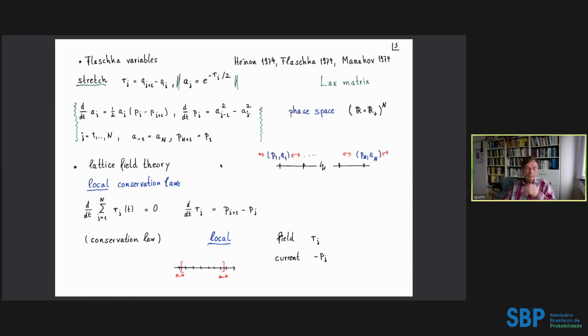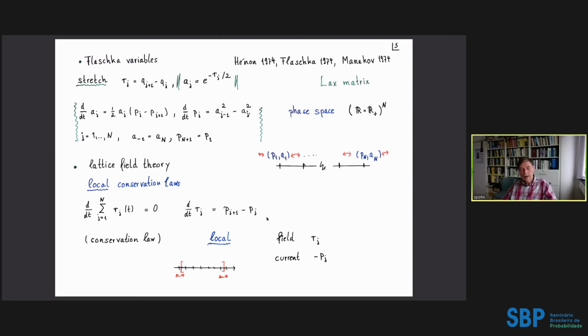Okay, now the conserved quantities. Well, here's one conserved quantity, namely the stretch. If I sum this from 1 up to n, and now I take the time derivative, I took a particularly simple example, then you see that it's pj plus 1 minus pj. And so that's a finite difference form. This is what I mean by a local conservation law. And it's local because the field, the Rj, is local, it's just sitting at site j. And also the current, which is here the difference, the currents would be the minus pj. That's also a local quantity.